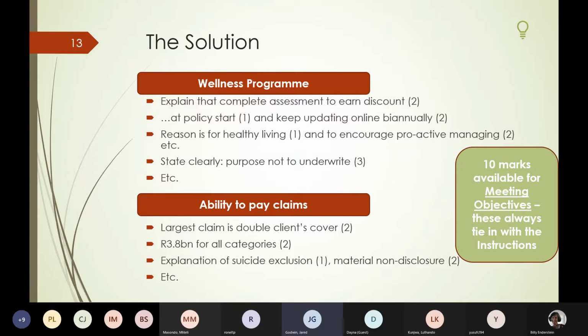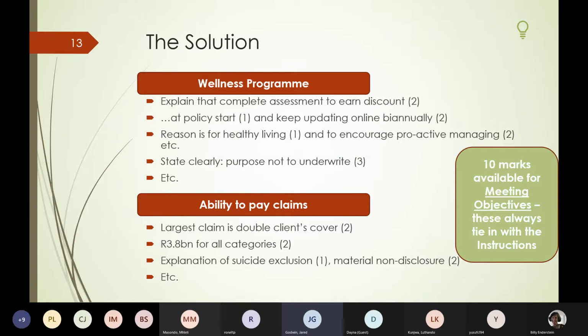I don't pay claims under these scenarios. And not everyone knows what a suicide exclusion is. Not everyone knows what material non-disclosure is. So you'd have to explain it, and it's worth marks. But I'm hoping that I'm answering the question, that you can see what my spreadsheet looks like. It is very much like this. I put etc. here because obviously it's a lot bigger. There are a lot more marks available.